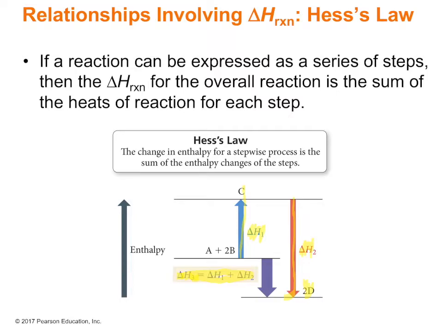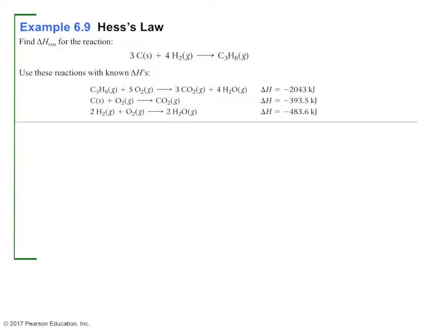Notice this one is going from a low to a high, so that's probably going to be a positive delta H, but then it's going from a high back down to a low, so that's probably going to be a negative delta H. Those two added together give you your total.